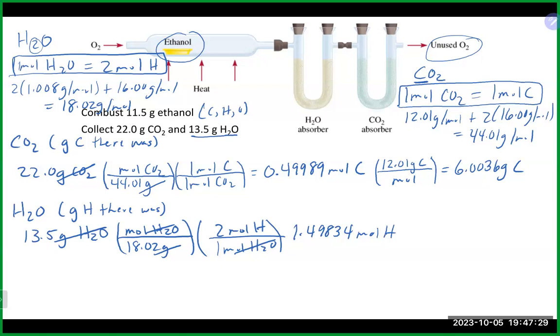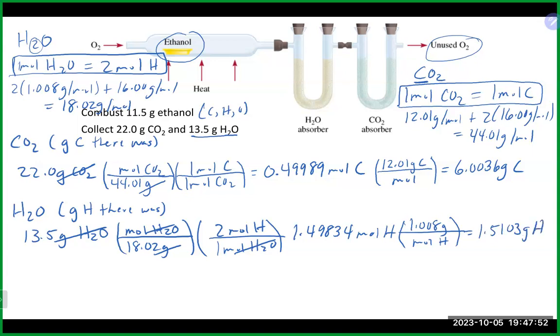Once again, here we do want the grams of hydrogen, so we're going to use the molar mass of hydrogen here, which is our 1.008. And we're going to put that up on top, so we end up with grams. So we'll take that number and multiply it by 1.008. Going to give us 1.5103 grams of hydrogen.